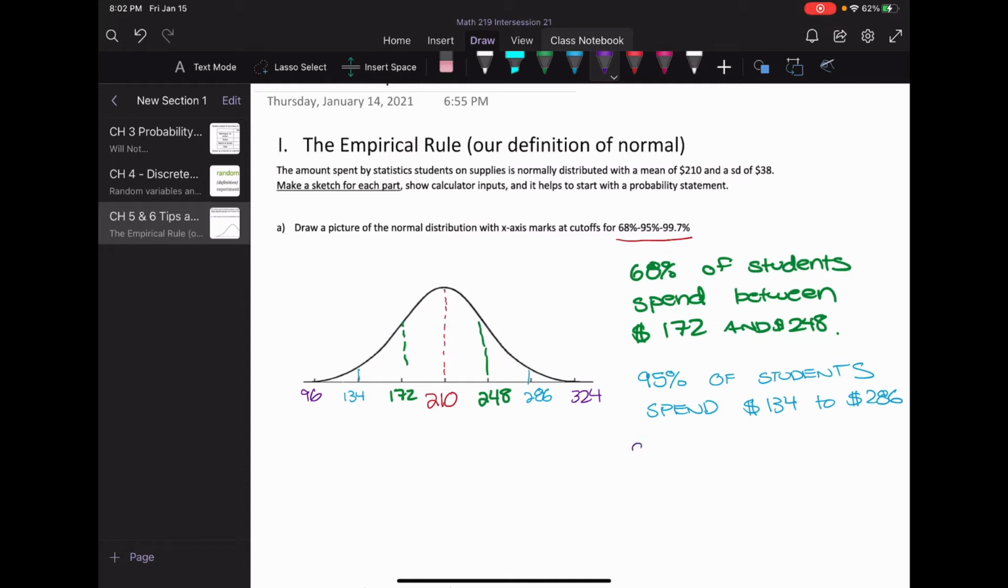We have 99.7% of students spend between $96 on textbooks and $324. Somewhere in that wide interval. Okay, and so that's our definition of normality. That's what normal tells us. This is true for any normal distribution.